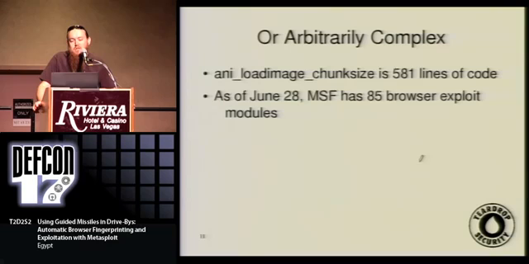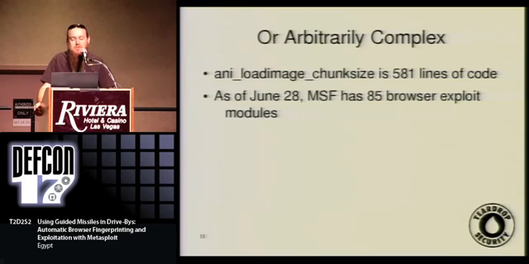Or they can be arbitrarily complex. For example, ANI load image chunk size is 581 lines of code. It's currently our biggest HTTP exploit. It's got to build up an image, throw the payload in there, randomize some stuff, and it's a fairly complicated exploit.